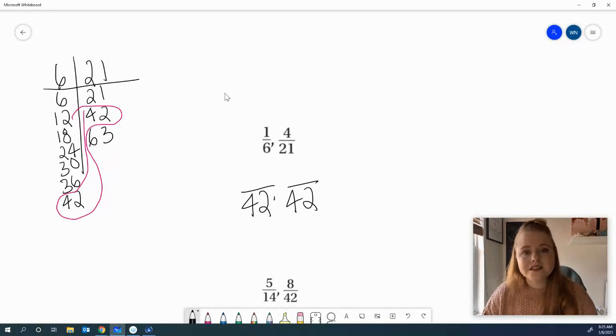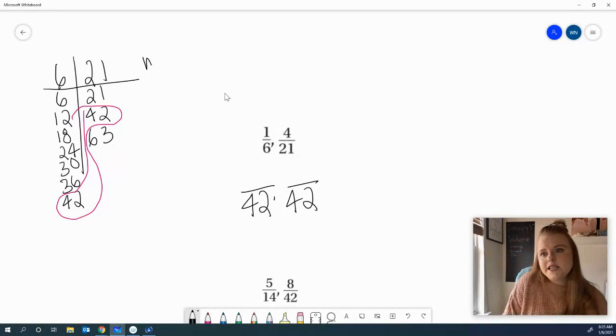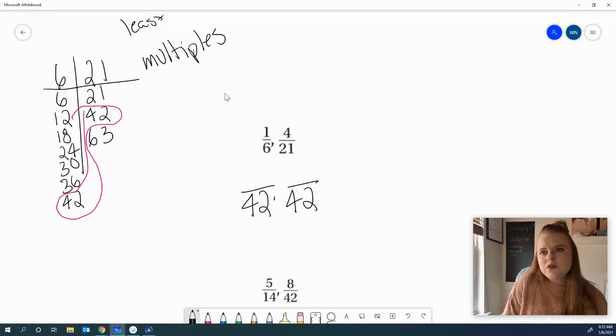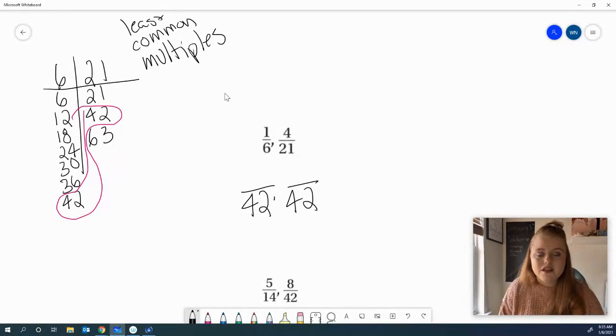I said least common multiple. Remember, this T-chart is a T-chart of our multiples. Least means the less, and common means what they have in common. So your least would be your lowest. Common multiple is the one that's the smallest that they both have in their T-chart. That's why it's called the least common multiple. Let's go back. I know my denominator is going to be 42 as my common denominator.